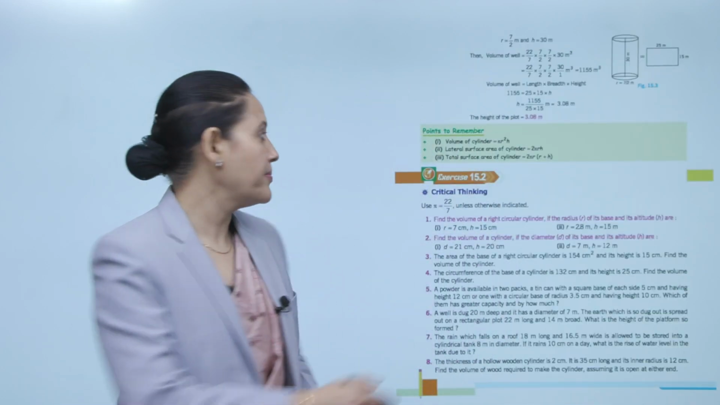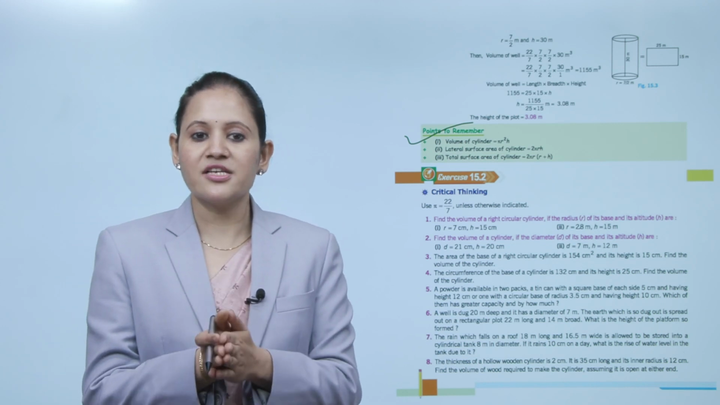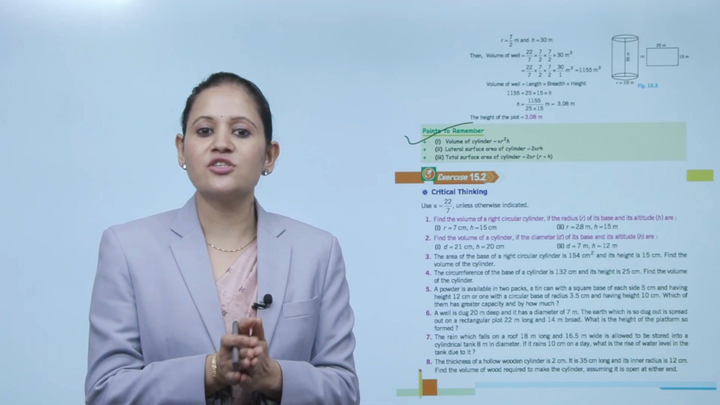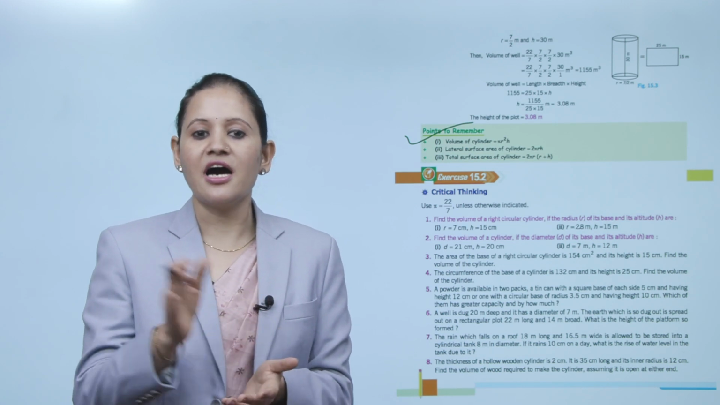Next is points to remember. Volume of the cylinder is pi r square h, lateral surface area of the cylinder is 2 pi r h, total surface area of the cylinder is 2 pi r times r plus h.